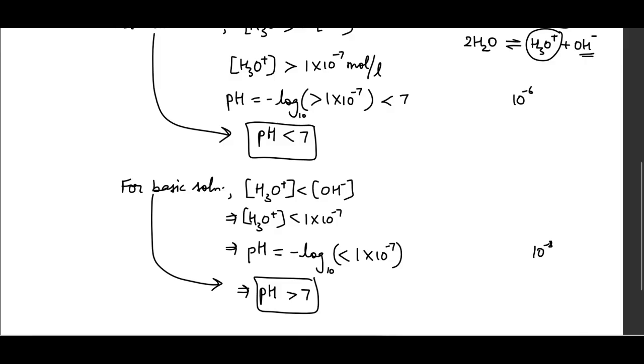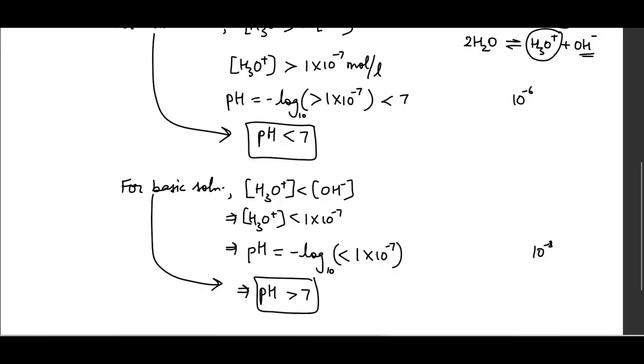Okay. Now, a very strongly acidic solution will have pH close to 0. A very strongly basic solution will have pH closer to 14. Okay, you understand that, right?